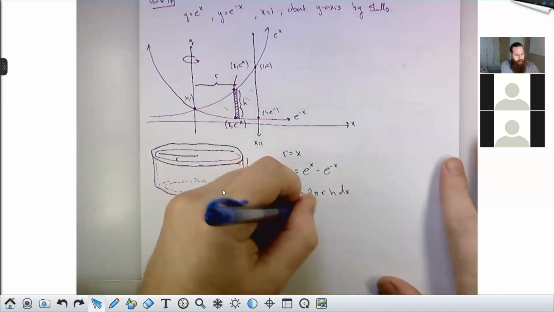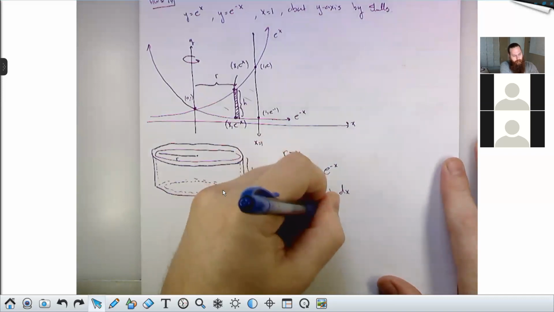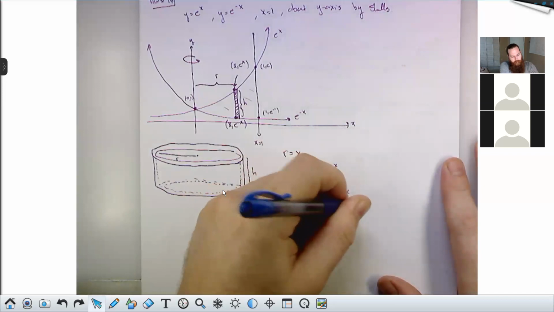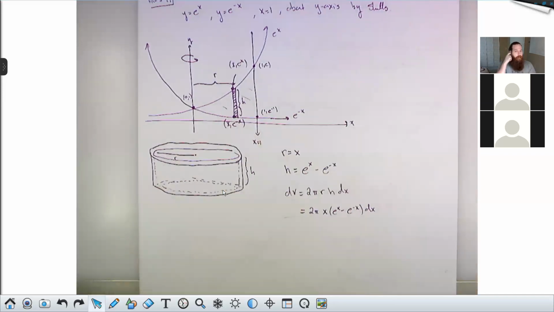So here, that is 2 pi times x times e to the x minus e to the negative x dx. So we're going to have to integrate this in order to get our volume. We're going to integrate from whatever the x value is all the way over here to whatever the x value is all the way over here.